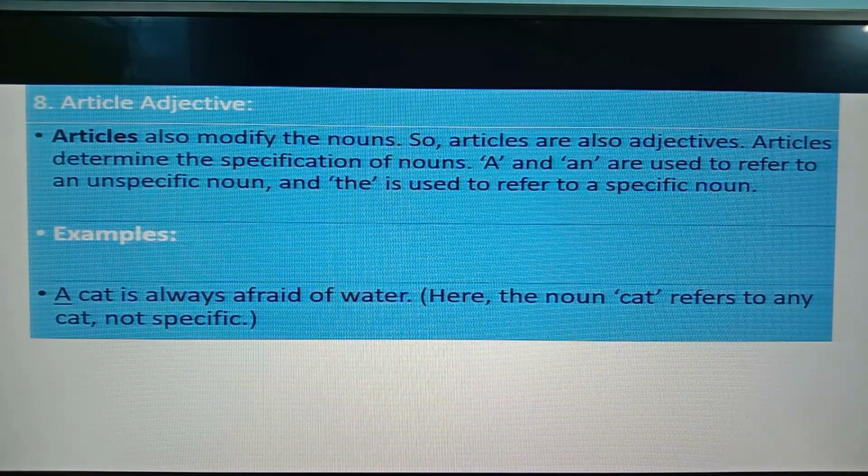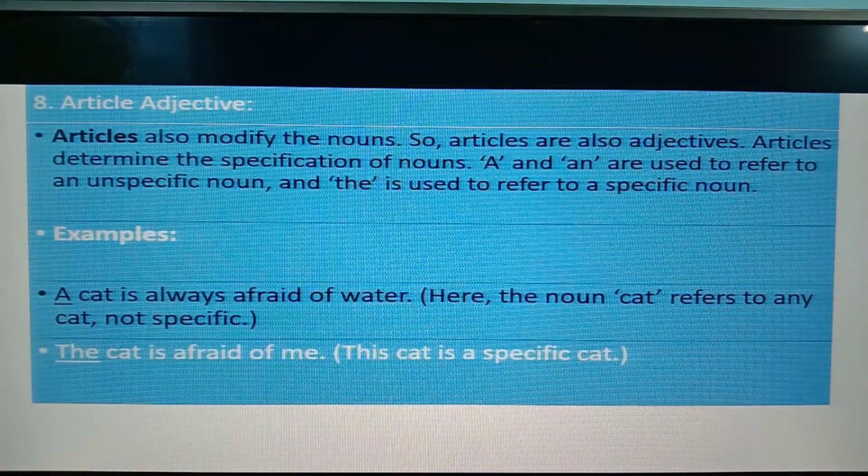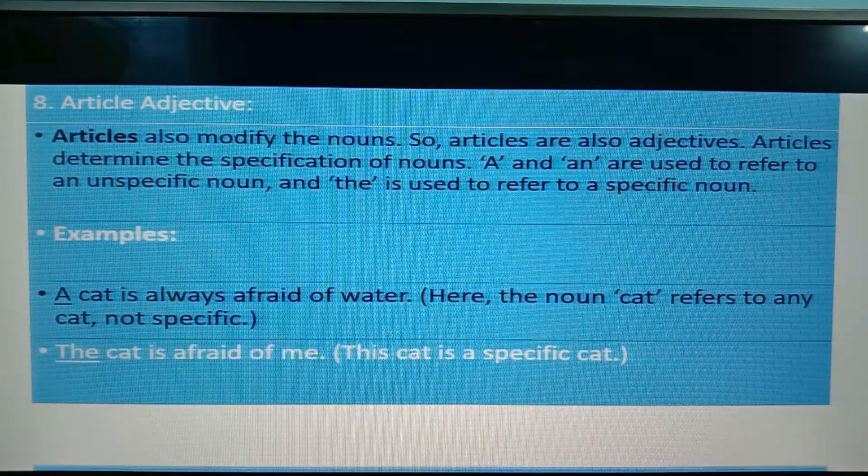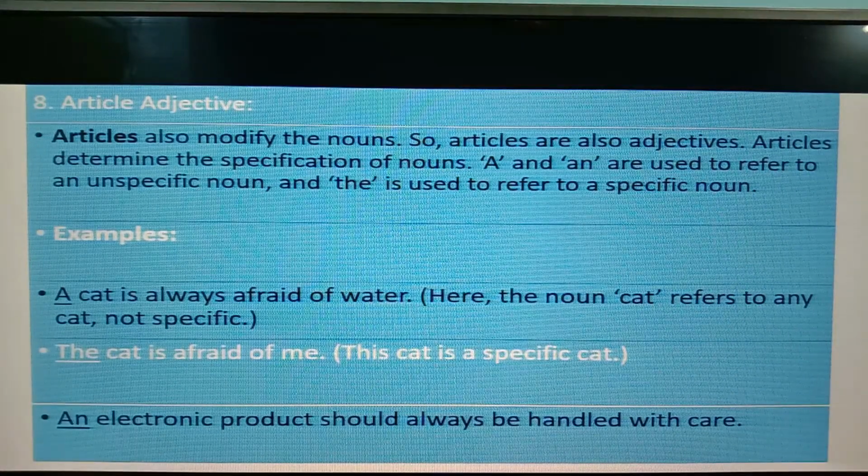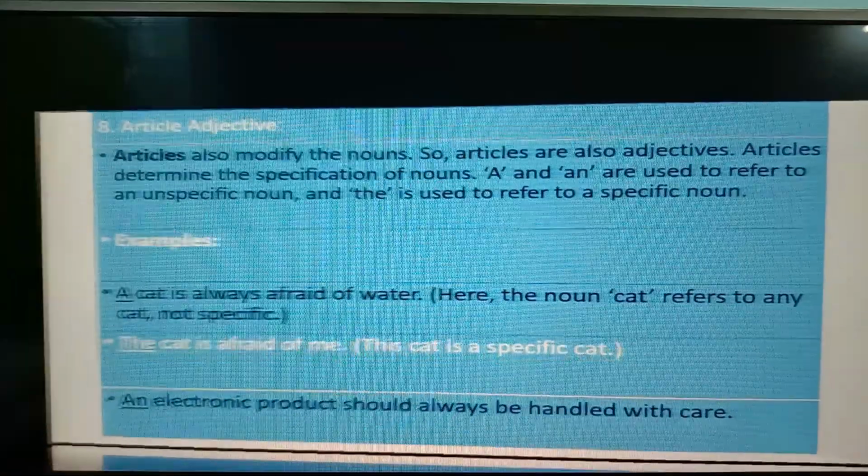Examples: a cat is always afraid of water. Here the noun cat refers to any cat, not specific. The cat is afraid of me. This cat is a specific cat. An electronic product should always be handled with care.